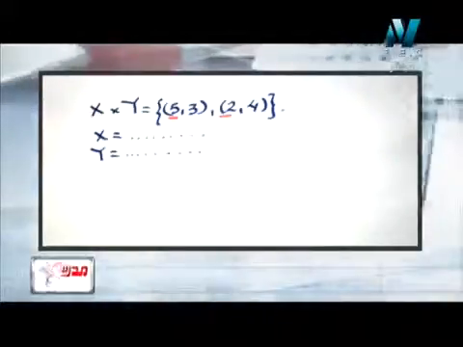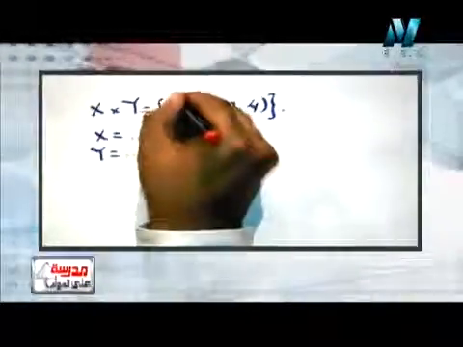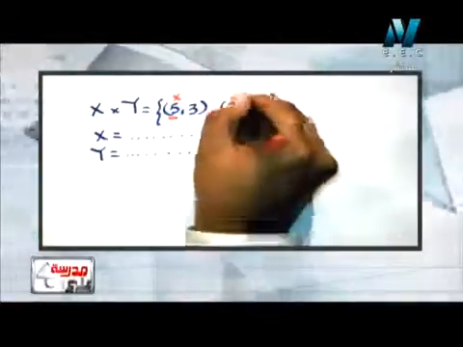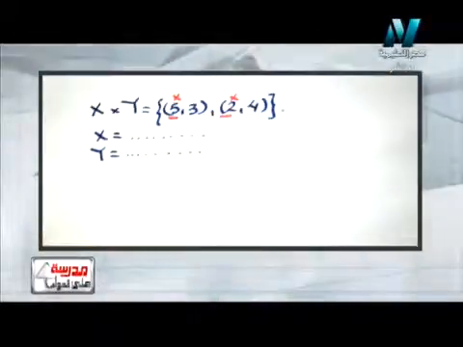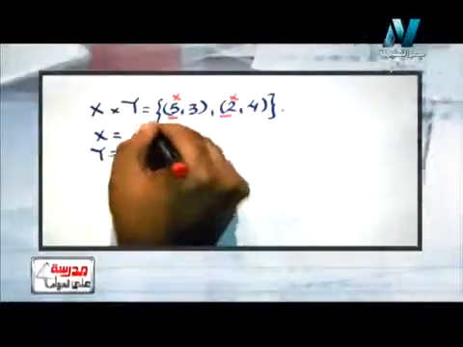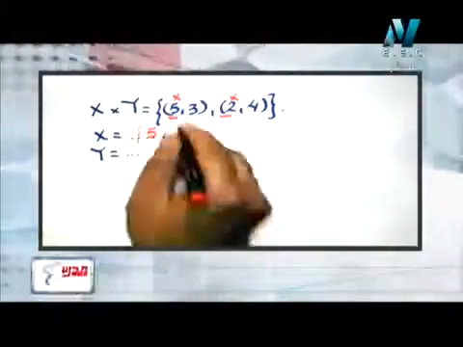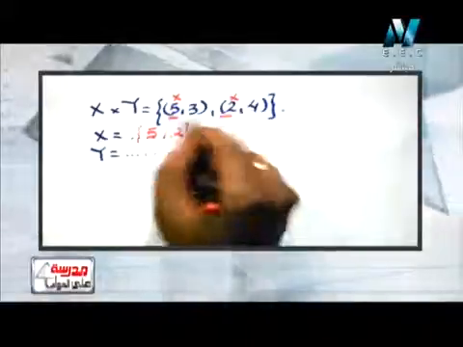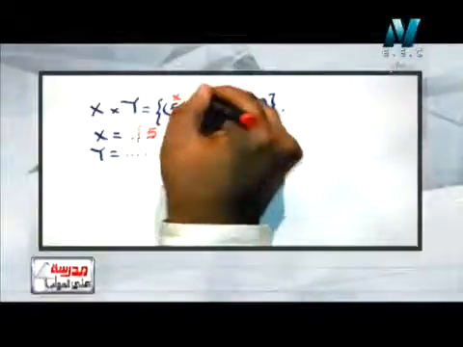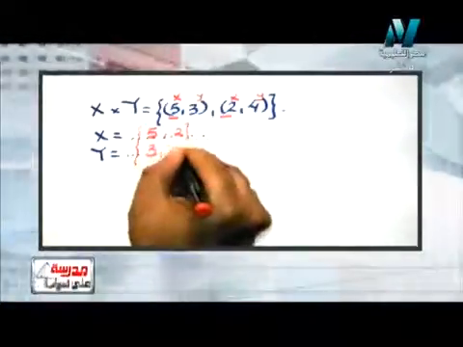We say that the first number in the ordered pair represents x. So we can put here x has 5 and 2. So we can see here x equals the set of 5, 2. But what about y? The first numbers are x, but the second numbers will be y. So the set of y equals the set of numbers 3, 4.